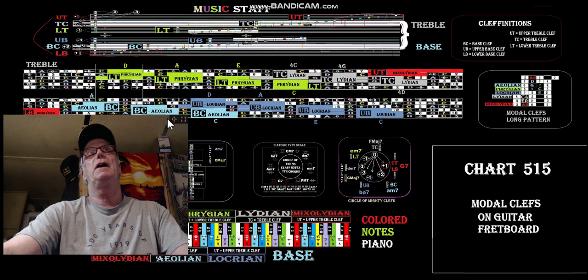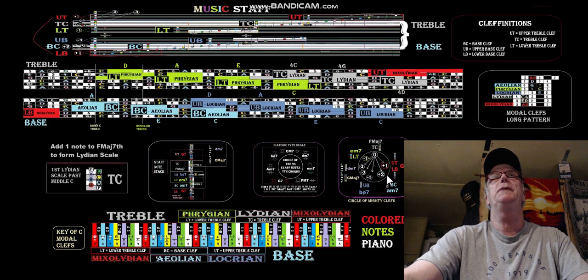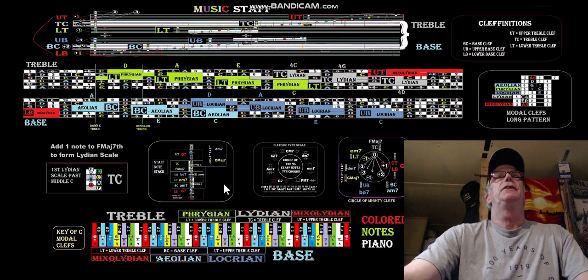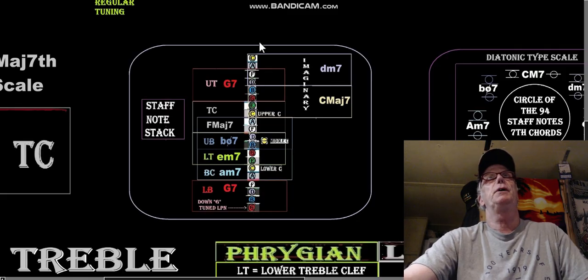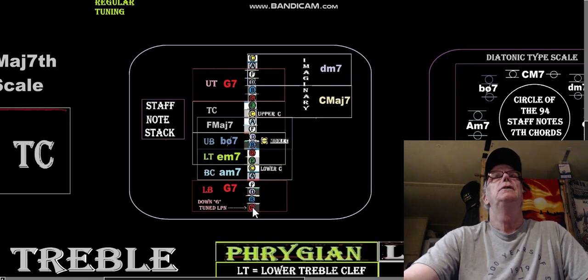We look at chart 515, modal clefs. So now we're at the modal clefs that we were talking about, and we also have some offsets to talk about. So the modal clefs, all right, we're still on this same particular diagram where I didn't break the two clef stacks into two, but we'll get to that if we hang in there.